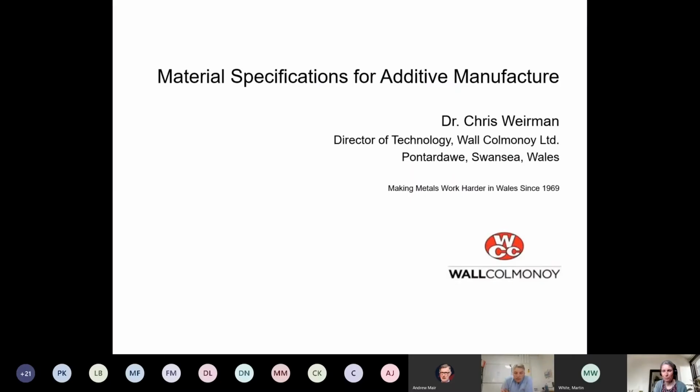So the title of my presentation today is the material specifications for additive manufacture. And I think following on from Martin's talk, it's probably a nice joined up sort of presentation really. So we're going to go into more of the practicalities because we are a metal powder producer.